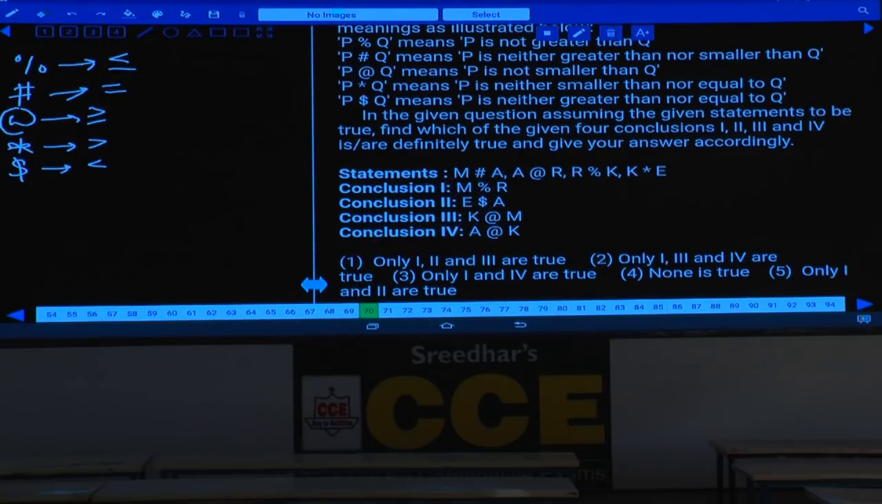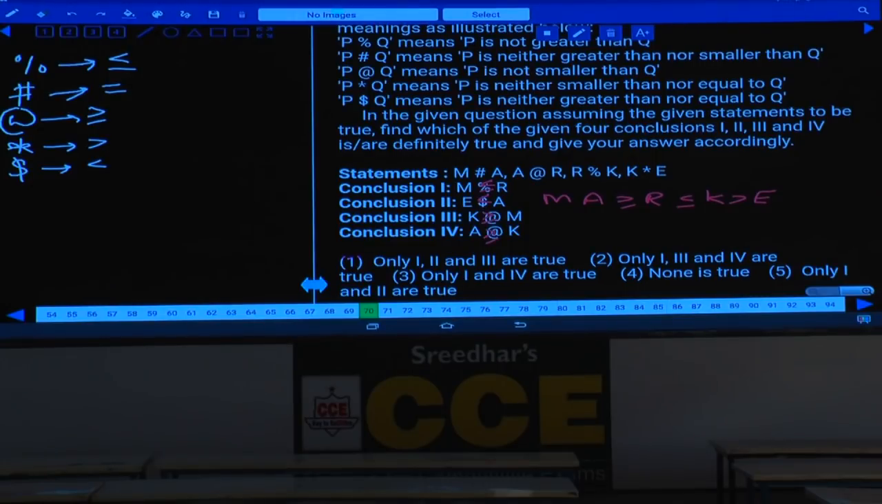Then coming to question number 70, hash. Now this hash stands for M equals to A, and A at the rate of means A greater than or equals to R, percentage, R lesser than or equals to K, K greater than E. Then M percentage, M lesser than or equals to R, and next one dollar is lesser than, at the rate of is greater than or equals to, and greater than or equals to.